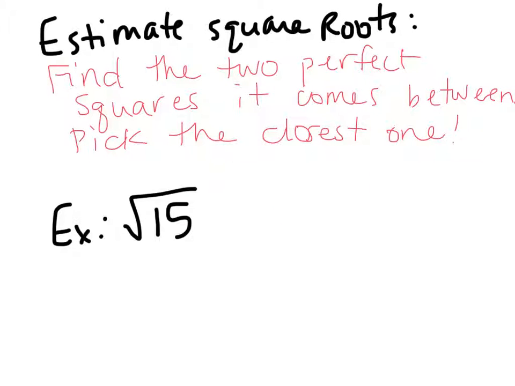And the last thing we're going to talk about is how to estimate square roots. So what we're going to do is we have a number that is not a perfect square, but I want to estimate it. I'm going to find the 2 perfect squares that it comes between and pick which one is closer.